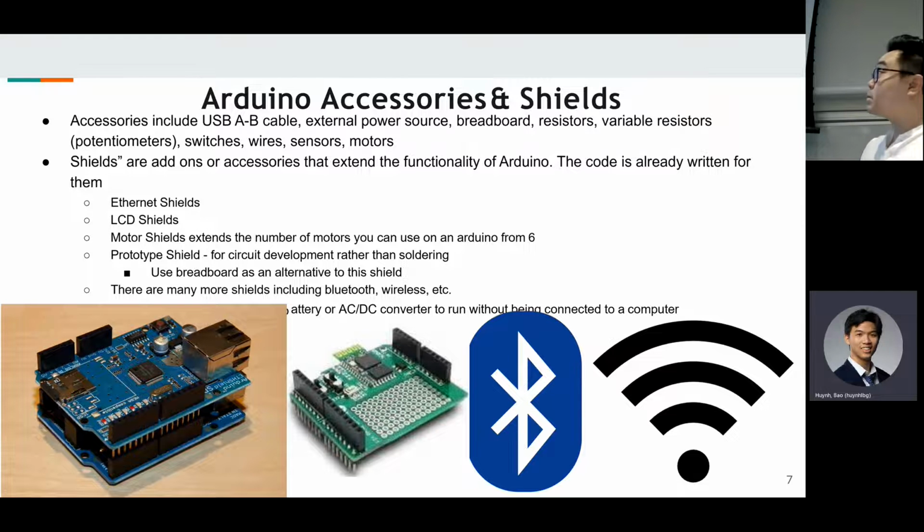Shields, as I said earlier, are add-ons and accessories that extend the functionality of Arduino. And usually there's already some type of code or example written for them. Some examples of different shields are Ethernet shields and LCD shields. There's even camera shields where you can take photos automatically using your Arduino, motor shields, which allow you to control servos and motors, and different other types of prototypes. And many of these shields can include Bluetooth and extend the functionality of the Arduino, not even including sensors.